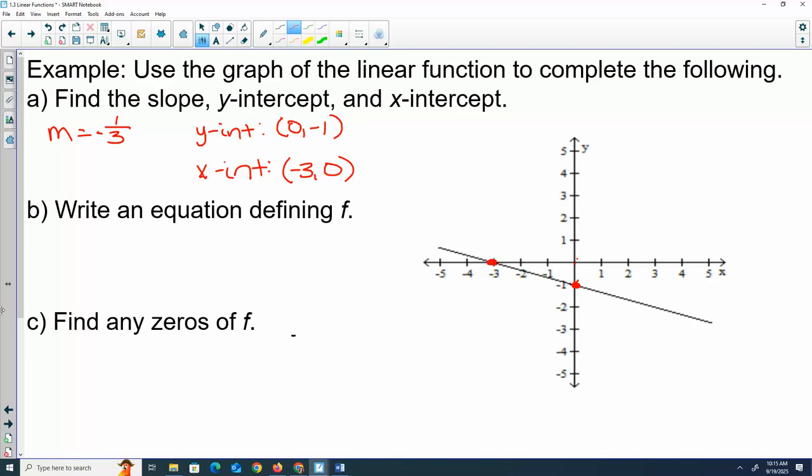All right, I want an equation for this function. So I said f, so in function notation, so instead of y equals, we'll do f of x equals. We know equation of a line is y equals mx plus b. So we're using f of x for the y. What's my m? Plus, what's my b? B is the y-intercept, which is -1. So I could put plus -1 or just -1.